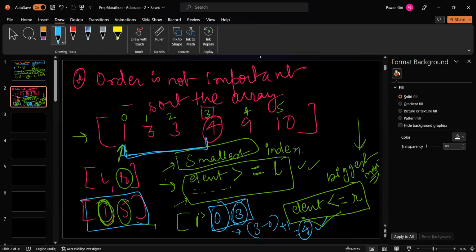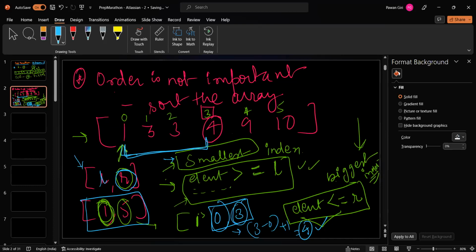So, did you understand the logic for this? First, you need to pay attention to the fact that ordering is not important. Once ordering is not important, always sort the array. Once you are done with sorting, coming to your queries, what you have to find is the smallest index whose value is greater than or equal to this L. And then you also need to find the greatest index which satisfies this condition.